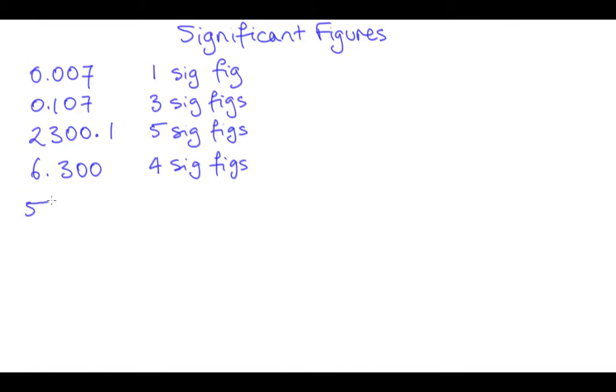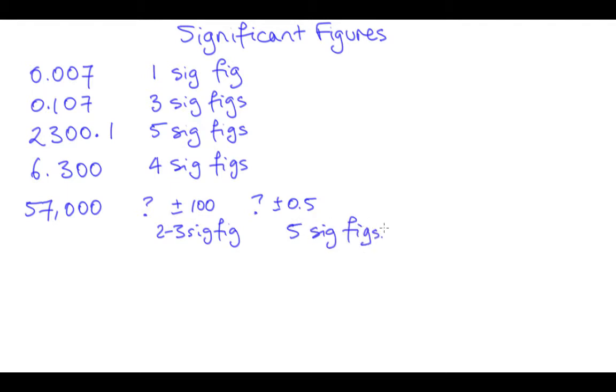So if I write down 57,000, then it's not clear whether I mean 2 significant figures here or whether I mean there's a full 5 significant figures. So this relates to quantifying your uncertainty. So I'm not sure, is this plus or minus 100, say, or is it plus or minus a half? So if it was plus or minus 100, then I've got, say, 2 or 3 significant figures. But if it was plus or minus 0.5, then I would be having 5 significant figures. So one way to get around this ambiguity is to specify the uncertainty, as I just did.